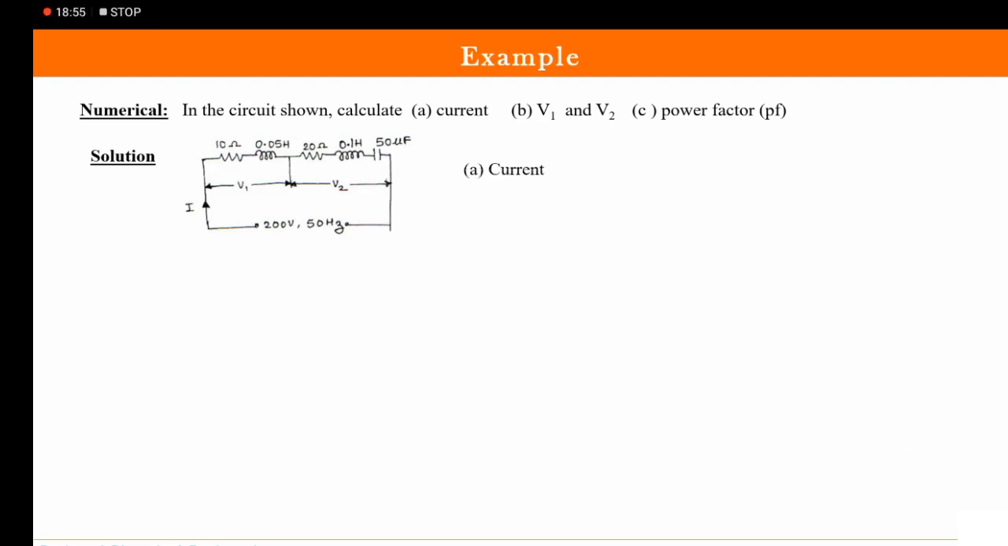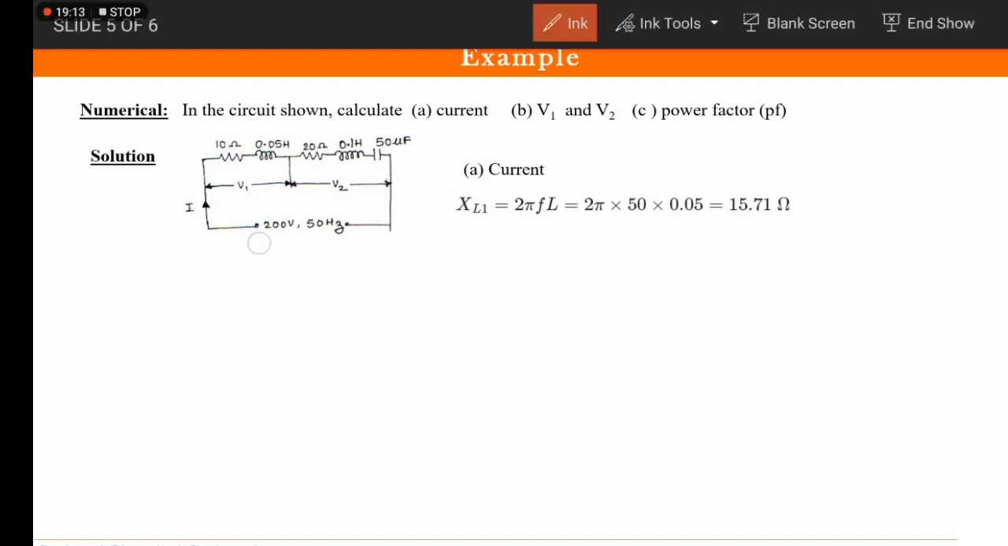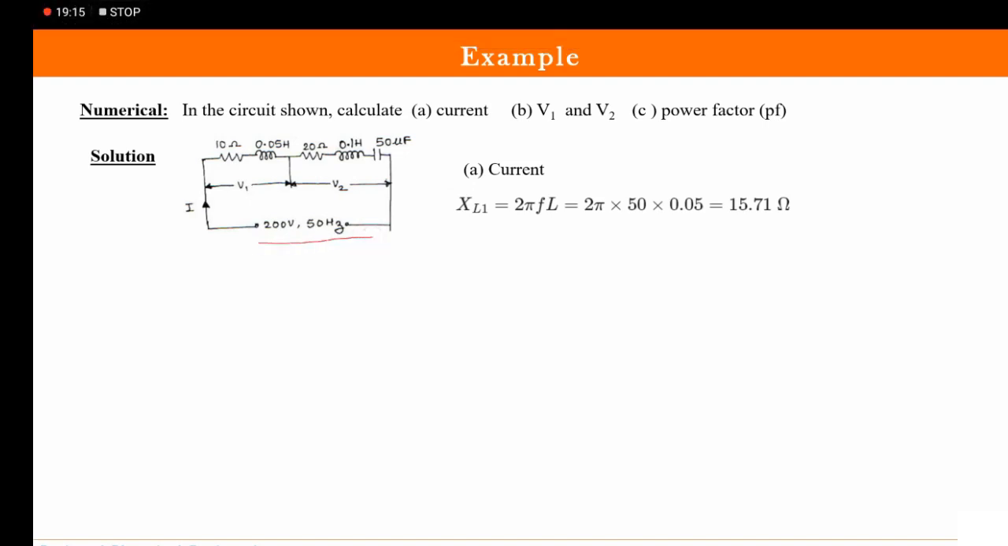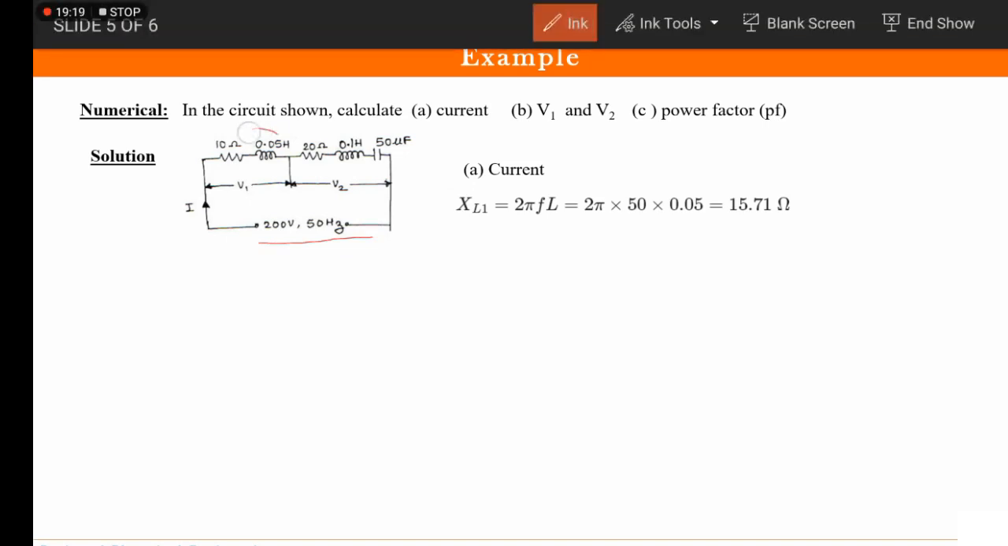Okay, so we will write all the given values and then we will see what all can be done. As I have already told you, first we should calculate the reactances. So first we will calculate XL1, which is 2 pi FL. We will put the value of the frequency. Frequency is 50 Hertz, as it is specified here. So we will write 50. L is 0.05.